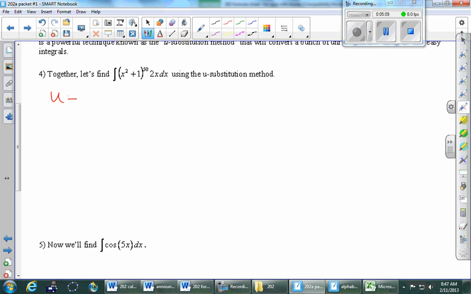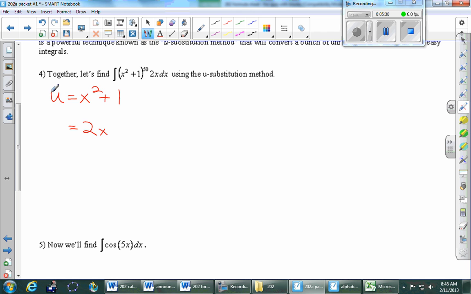And so what I'm going to do is let u equal the stuff in the parentheses. Oftentimes we do this substitution where you let u equal the stuff in the parentheses. Don't worry so much about why we're doing that at this stage. Next thing we're going to do is take a derivative. So what's the derivative of x squared plus 1?